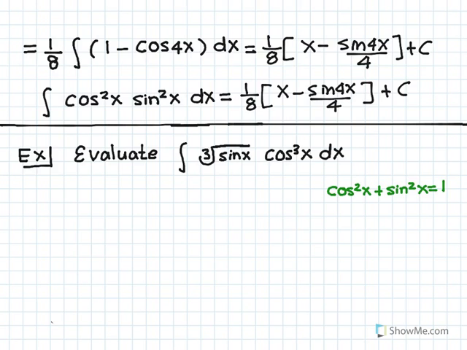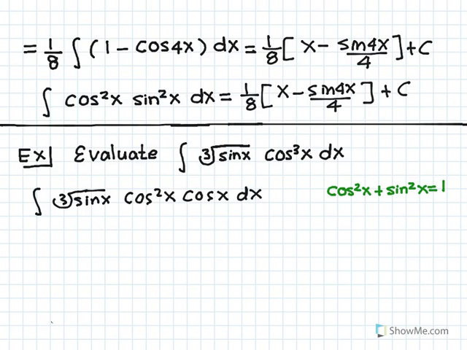So let's do that. We have the integral of the third root of sine x, and let's reduce cosine cubed x, that's cosine squared x times cosine x dx. The next step is to apply a trig identity and to rewrite cosine squared x as 1 minus sine squared x. Why do we do that? Well, the reason is we can then apply the substitution technique with u equal to sine x.